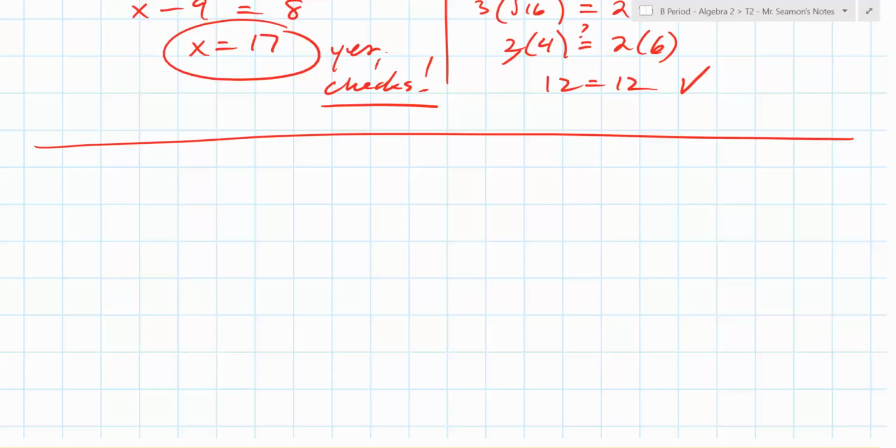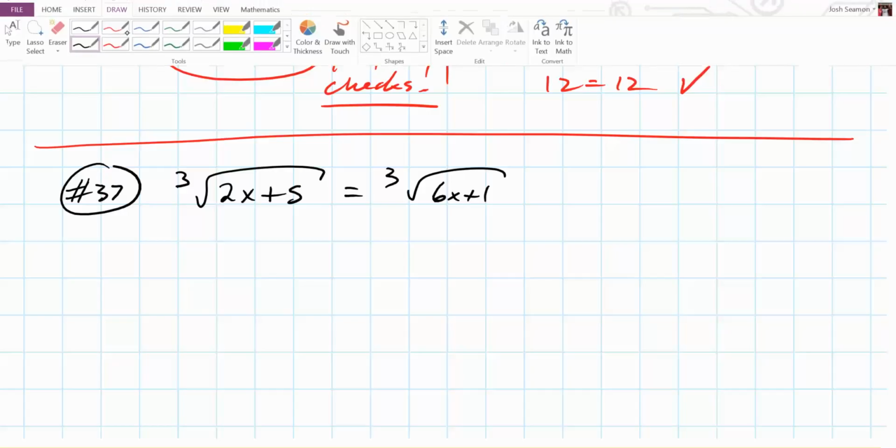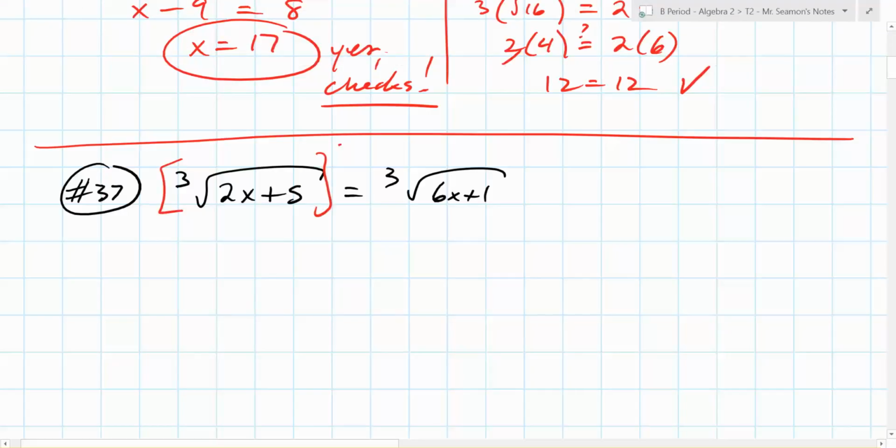Another one: you have two radicals equal to each other. Is there any sort of isolation or simplification that can be done right now? No. So what do we do to both sides? You cube both sides. Exactly. To get rid of a square root, you square both sides. To get rid of a cube root, you cube both sides. So if you cube a cube root, what are you left with? Just the thing.